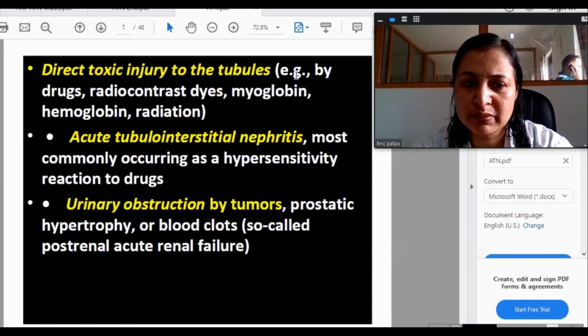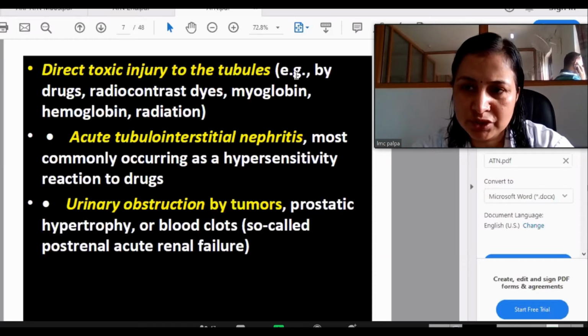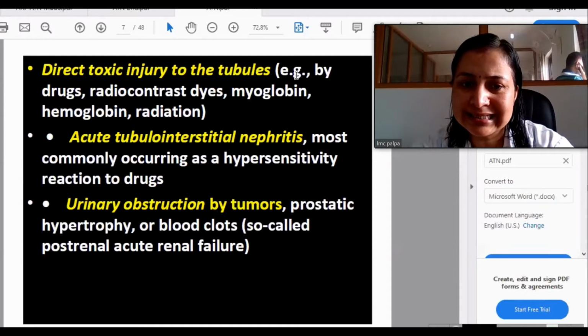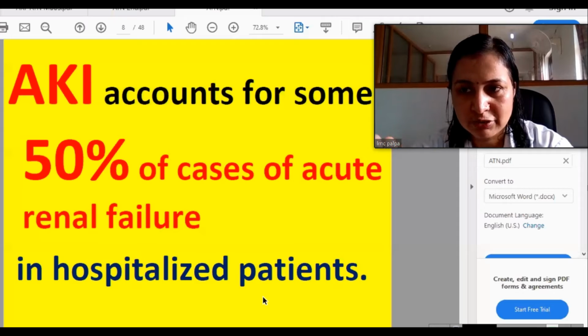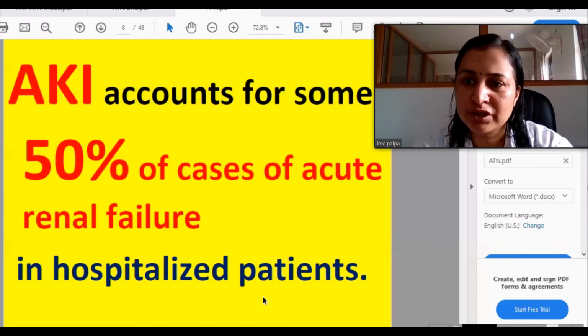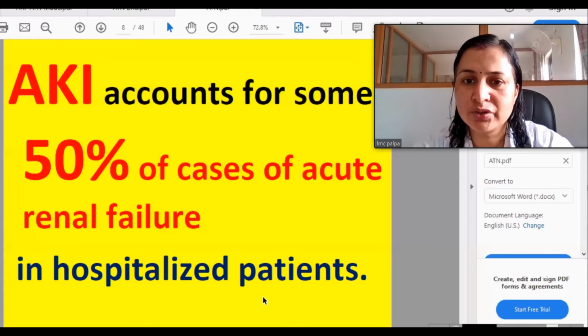It can be by tumors, by blood clots, because of prostate hypertrophy. So any cause that can lead to urinary obstruction, tumors, non-tumors, prostatomegaly, blood clots, even a big calculus, can all cause acute tubular necrosis. So again, revising, acute kidney injury is broadly of two types: ischemic or toxic. Two more common causes are tubulointerstitial nephritis and urinary obstruction. I hope it is clear to you all.